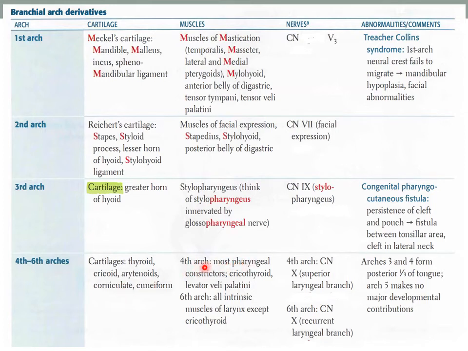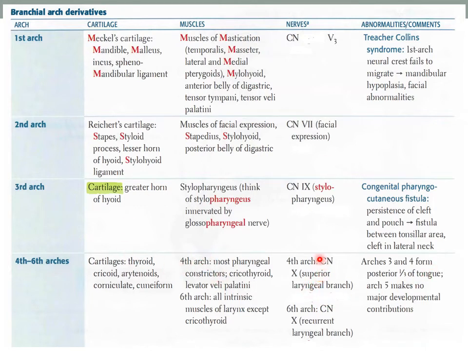The muscles given by the fourth arch are most pharyngeal constrictors, the cricothyroid muscle, and the levator veli palatini, while the sixth arch gives all the intrinsic muscles of the larynx except the cricothyroid, which is given by the fourth arch.